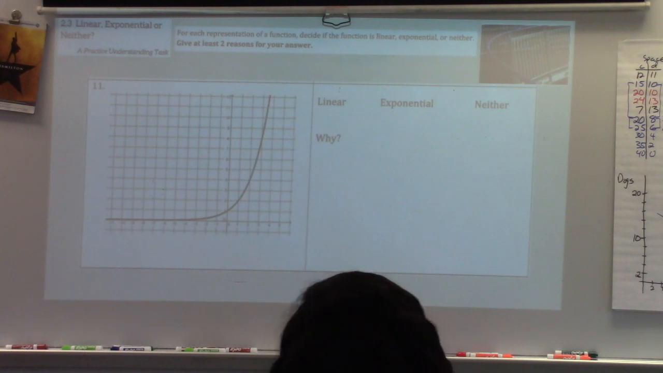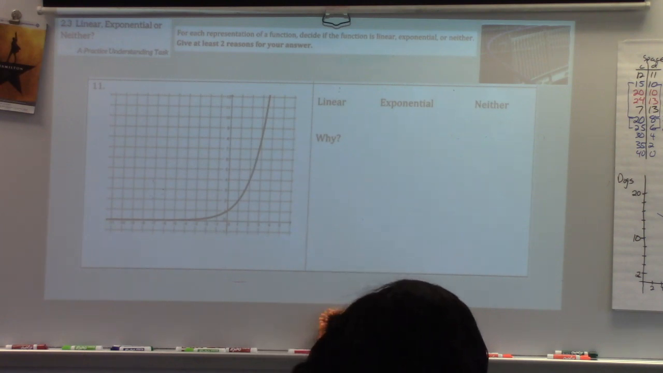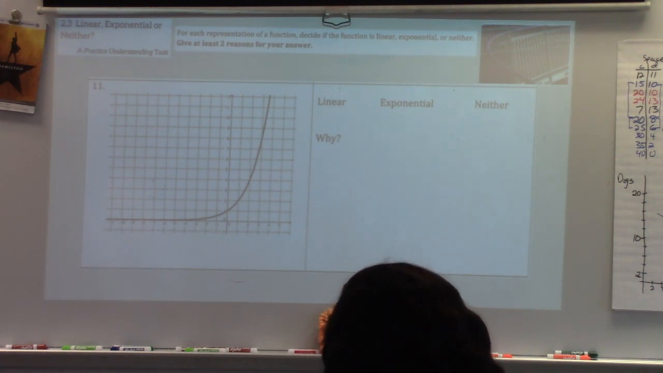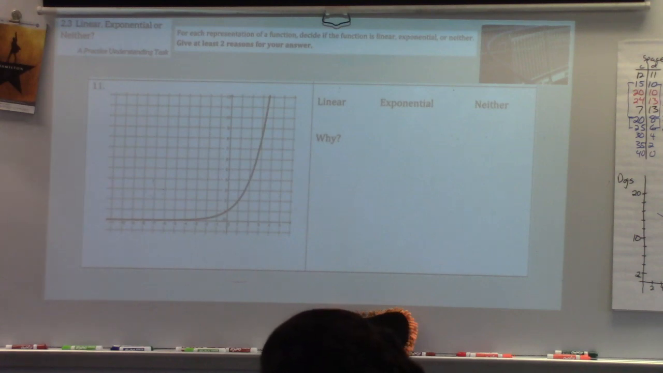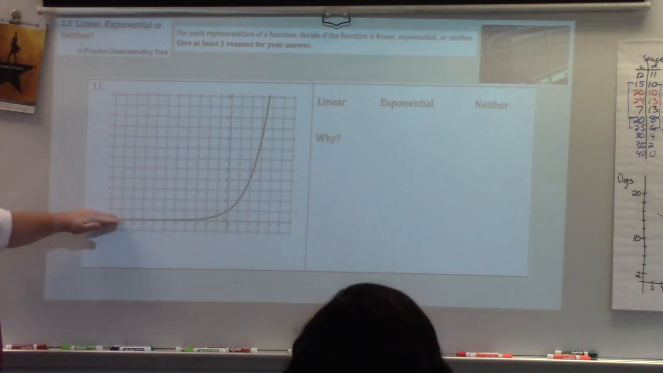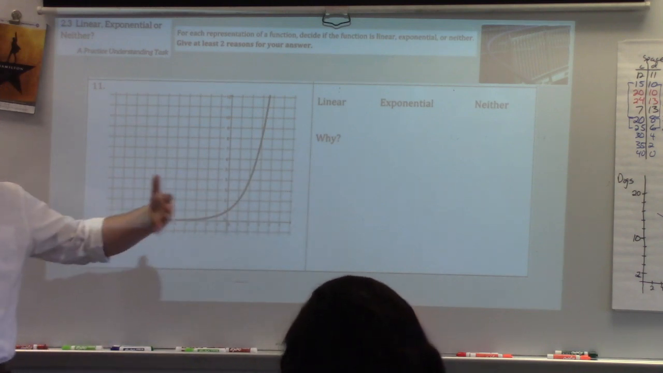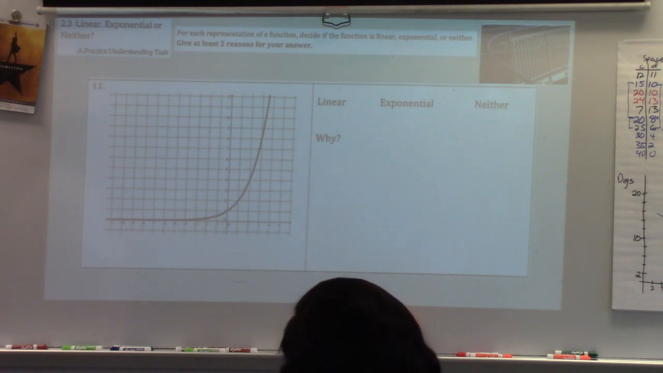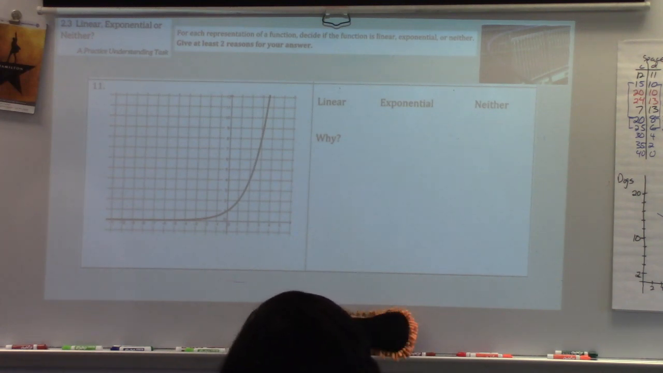Exponential? Why? Anyone have justification for why this might be exponential? Maybe the graph shows a curve, and then I wrote in Table. Okay, so this graph does show a curve, but is a curve always exponential? No? You made a table though? What did you see in the table? Multiplying by 2. It was repeatedly multiplying by 2.